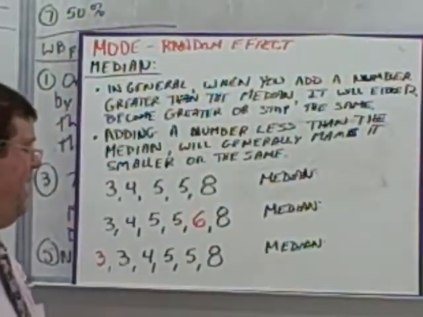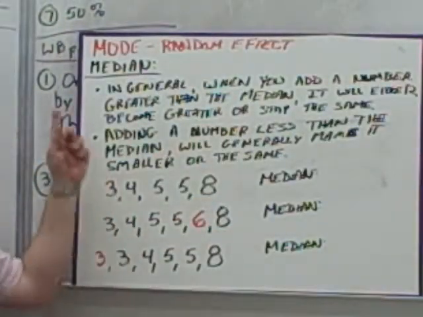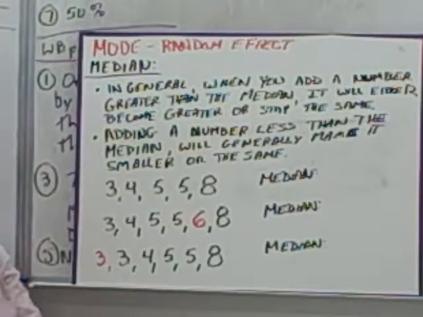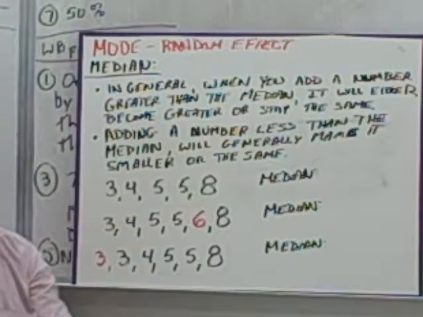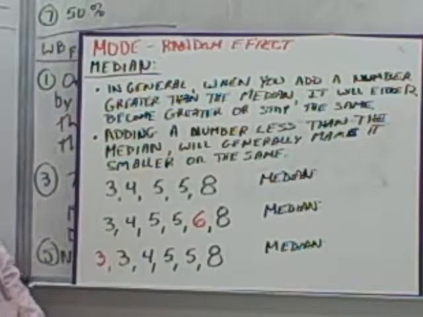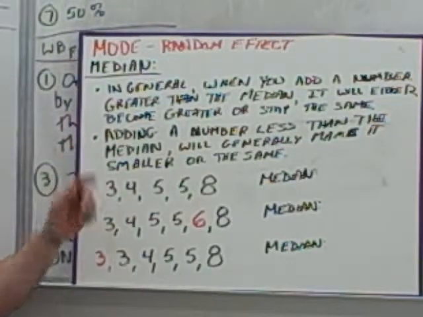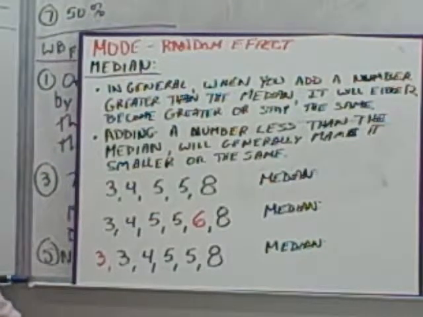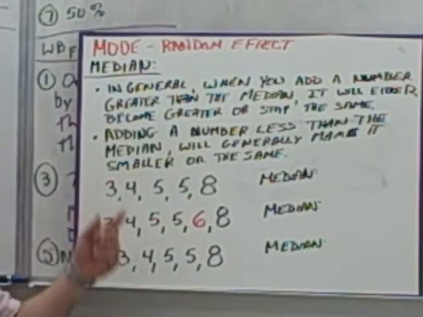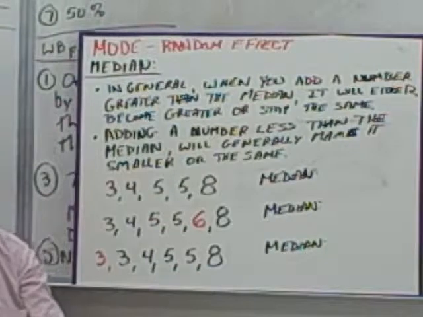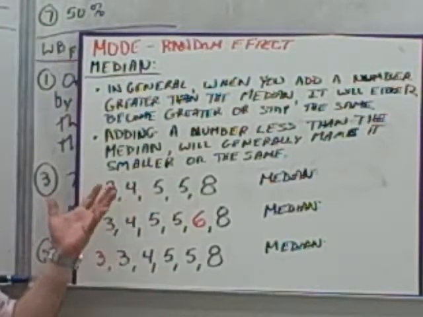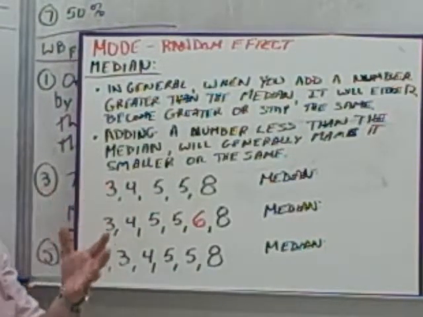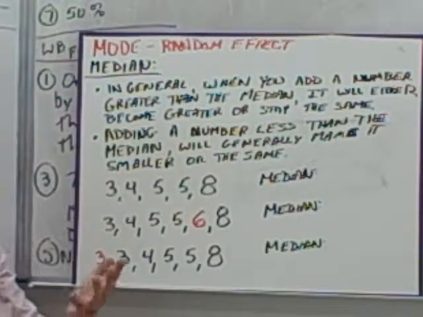However, there is a pattern with the median. In general, when you add a number greater than the median, it will either become greater or stay the same. When adding a number less than the median, it will generally make it smaller or stay the same. The stay the same part there is because you may have multiples of that median number.